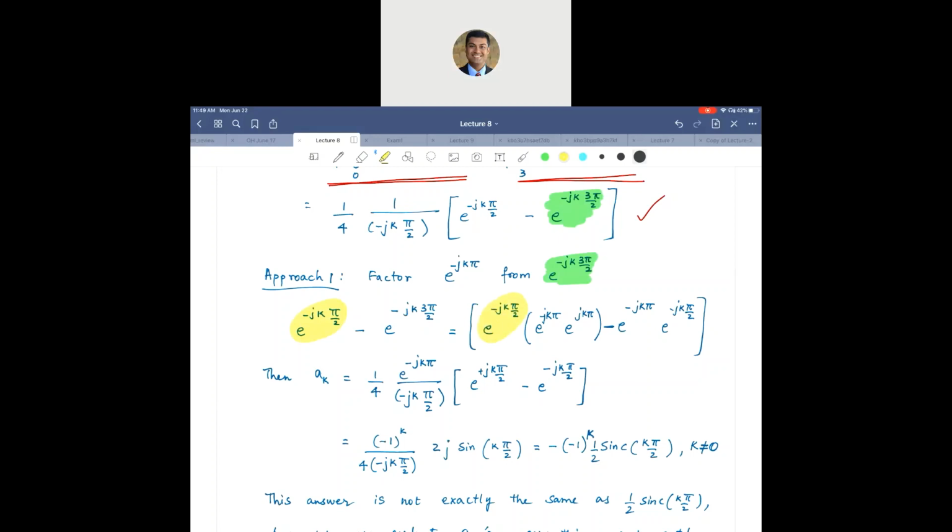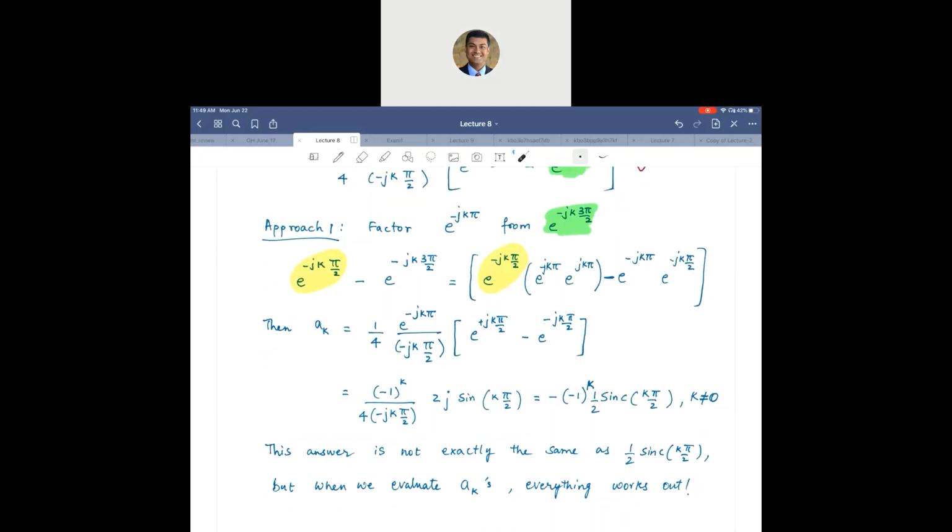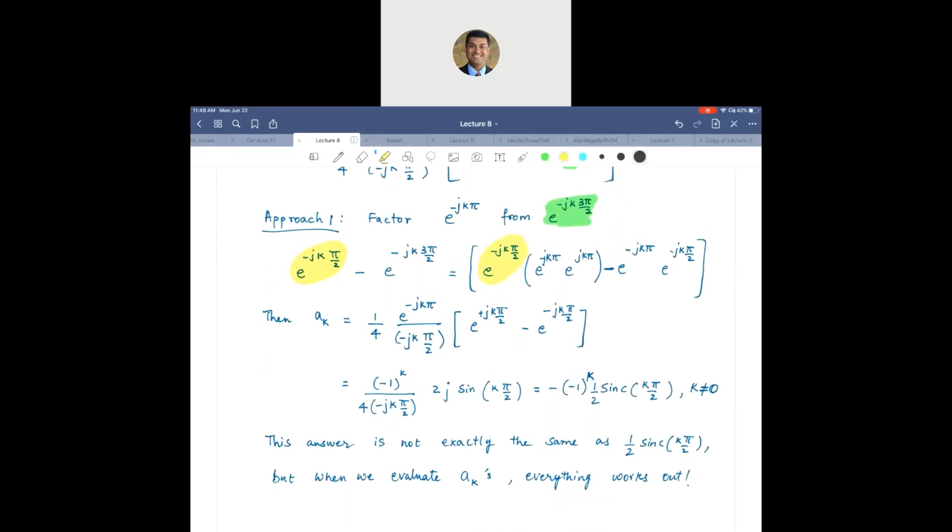And after that, I'm writing e to the minus jk pi and e to the plus jk pi to be able to factor things out later. Minus remains as is, and then you are writing e to the minus jk pi multiplied by e to the minus jk pi again, because we are doing the factorization that way. Next, you pull out the common term. What is the common term here? The common term is e to the minus jk pi. So if you pull that out, you will be left with e to the plus jk pi over 2.